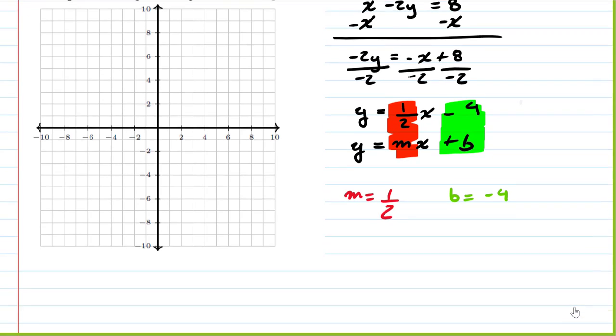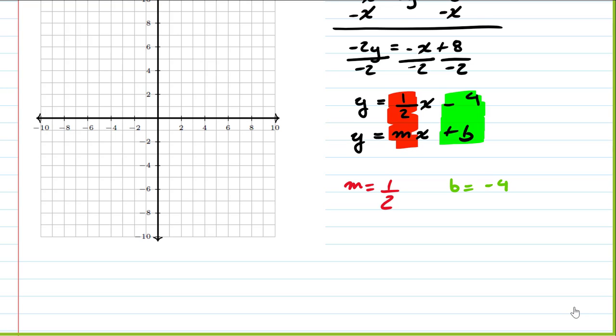So now we know that b is the y-coordinate of the y-intercept. So it is the ordered pair on the graph, (0, negative 4). So (0, negative 4) is here. And then if we know our slope is 1/2, that tells us we go up 1 over 2, up 1 over 2, up 1 over 2. And then we just play connect the dots. And that gives us a nice graph of our function.